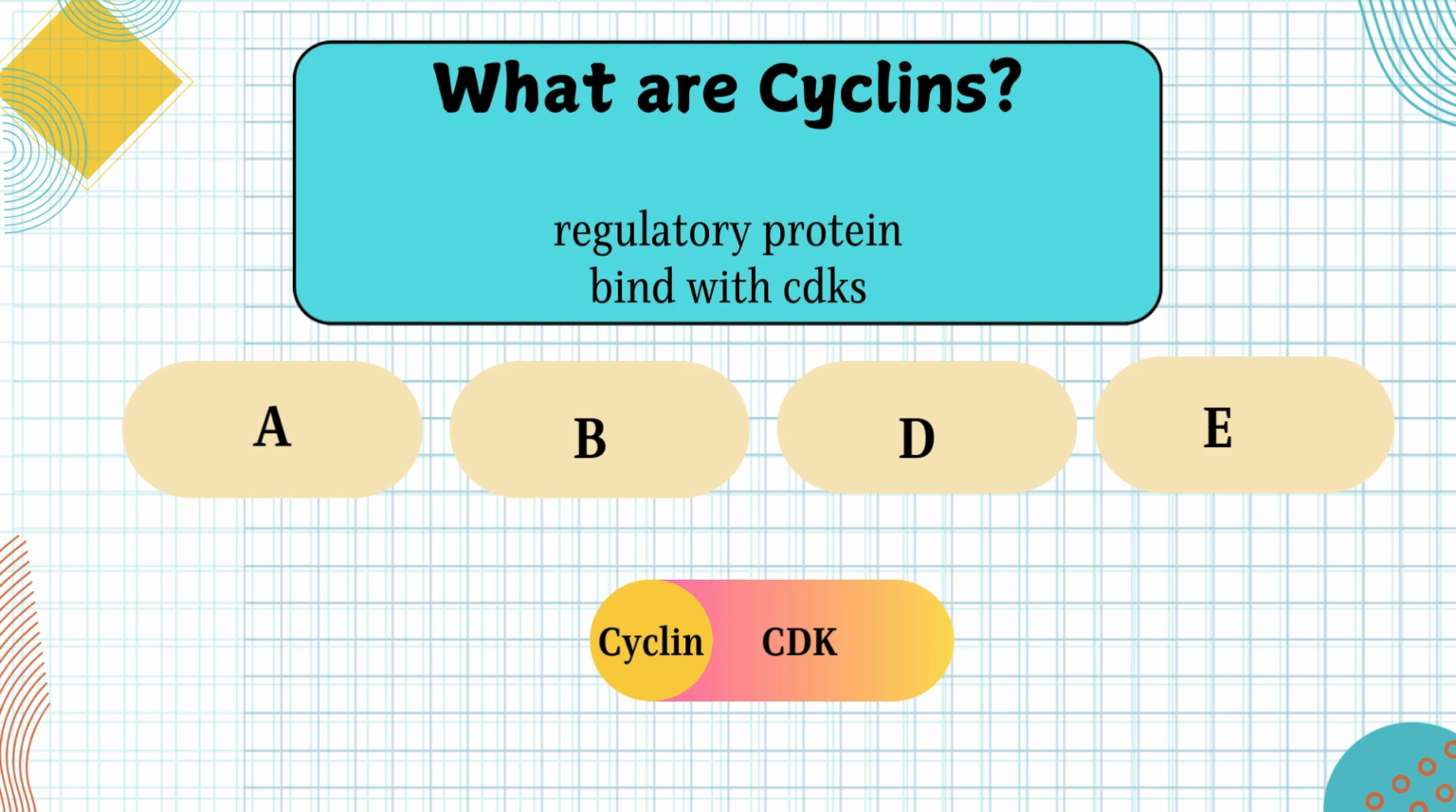Cyclins are regulatory proteins that bind with CDKs. So here we understand two very important concepts. You have to memorize that cyclins are regulatory proteins. They bind with CDKs. And also you should remember the names of these cyclins, which are A, B, D, and E. Now I'm going to tell you one thing: a specific cyclin will bind with a specific CDK in a phase of the cell cycle. Like D-type cyclin will bind with CDK4/6.